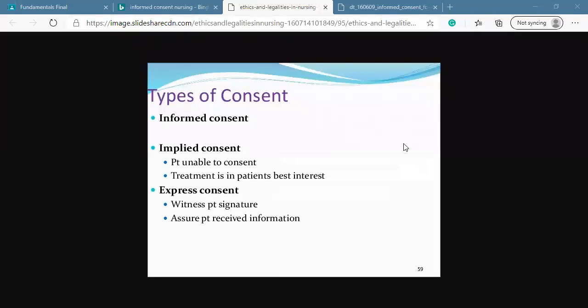So when we take the informed consent as a healthcare provider, all the time we have to explain to the patient what the procedure is, what the patient's diagnosis is, and what the different treatment options are, right? After the explanation of everything, we have to take their consent.